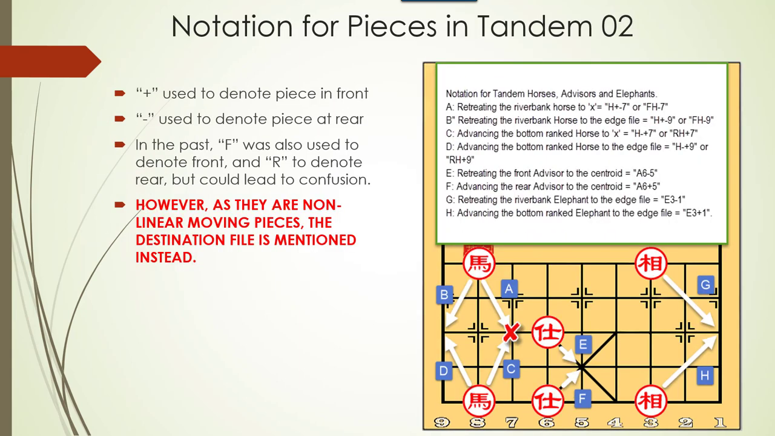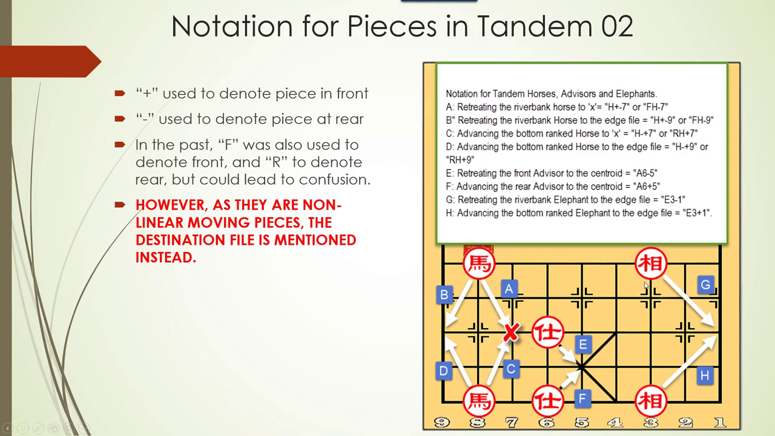Okay, after discussing the notation for tandem linear pieces, the next thing we will discuss is the notation for non-linear pieces. Everything is the same except that the last component refers to the destination file. So in this example, retreating the horse to X would be H plus minus 7, where 7 would be the destination file. Advancing this horse to X would be H minus plus 7.